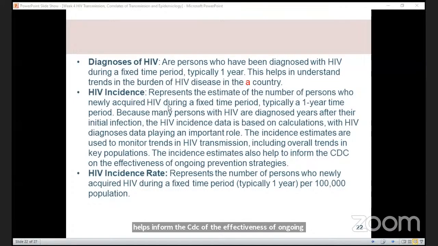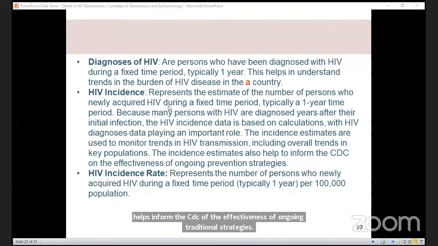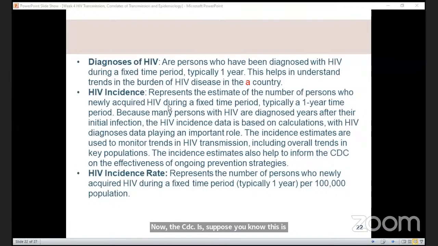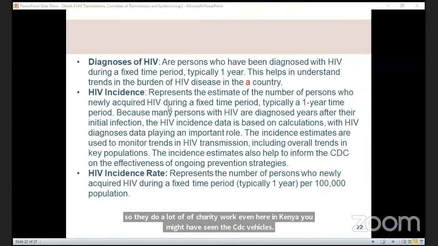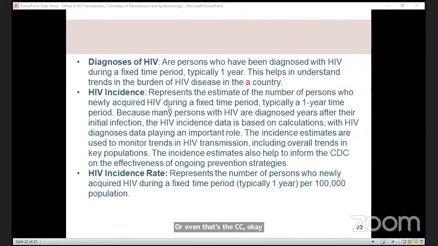Now, the CDC, suppose you know, in full is the Center for Disease Control. This is an American worldwide organization that is concerned with the control of diseases all over the world. And so they do a lot of charity work. Even here in Kenya, you might have seen the CDC vehicles, or even the CDC offices. They guide the world on how to control most of these diseases, together with the World Health Organization.